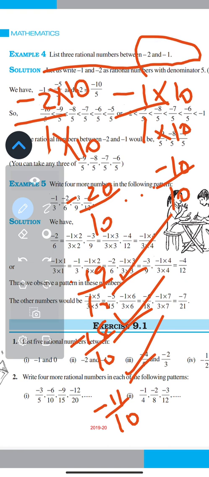So as many as you want, that many you can write, only by making the denominators the same. Now if you make the denominators the same and still don't get enough, you increase the denominator by multiplying with any number, but it must be the same number on top and bottom. I hope you understood this topic, finding rational numbers between two rational numbers.